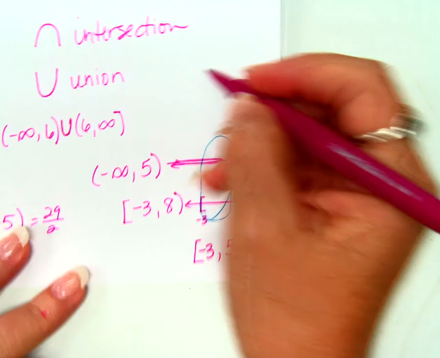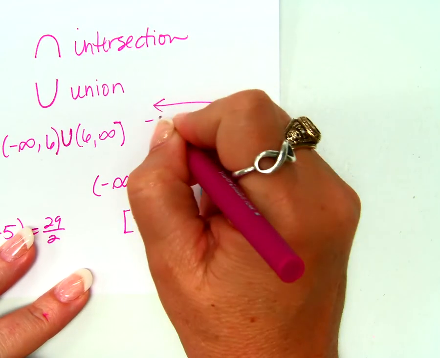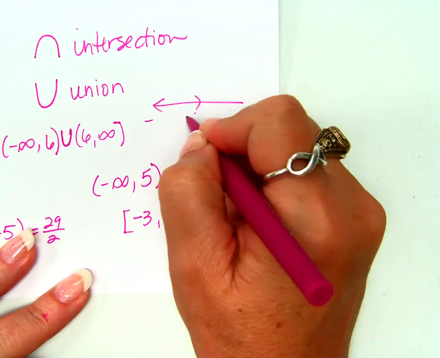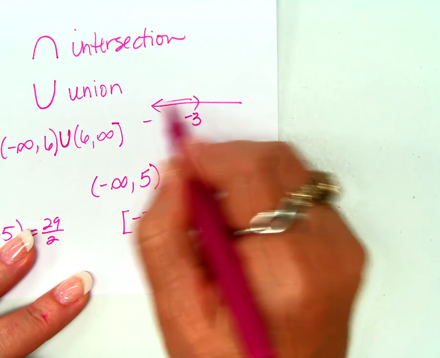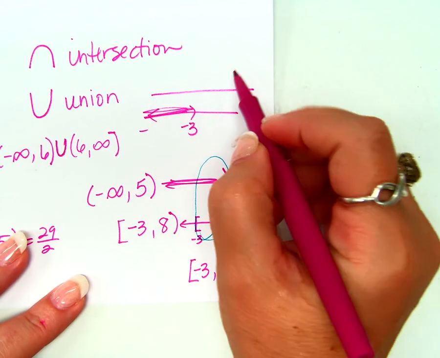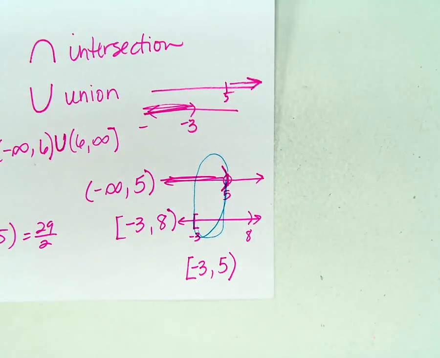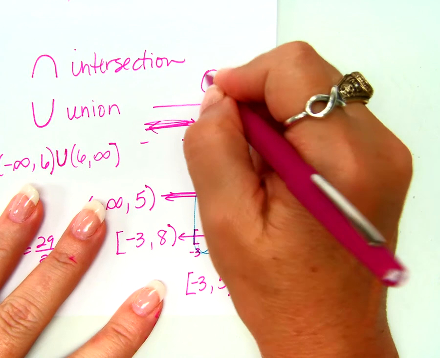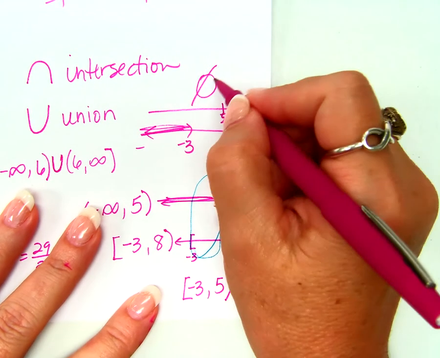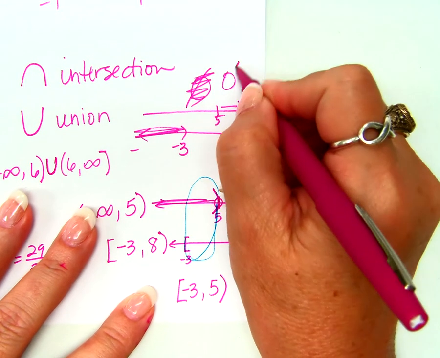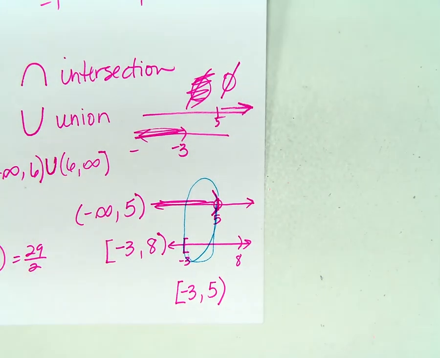What if it was from negative infinity to negative 3? One of them was, so it was like all of this, and then the other one was 5 to positive infinity. What's its intersection? Oh, that was a horrible one. Ignore that one. Let's try it again. It's an empty set. There's no intersection. So the solution would be the empty set. Okay?